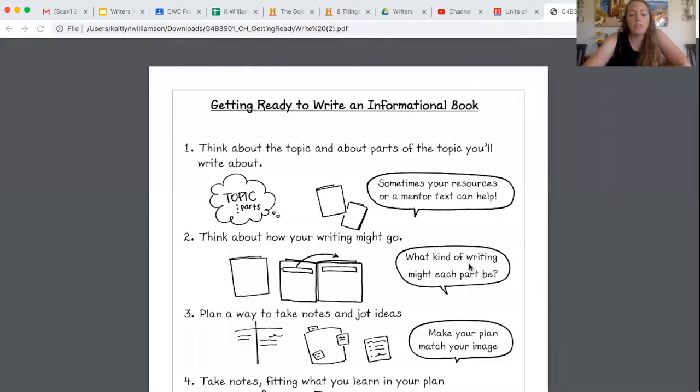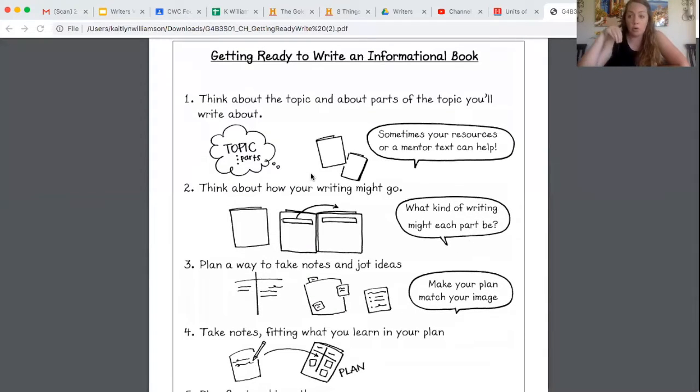so that you're ready for this next video and the rest of the lessons this week. Before I get started, I want to quickly share a chart that is all about getting ready to write an informational text. I just want to show you where we're at and where we're headed. We did this yesterday: think about the topic and about parts of the topic you'll write about.